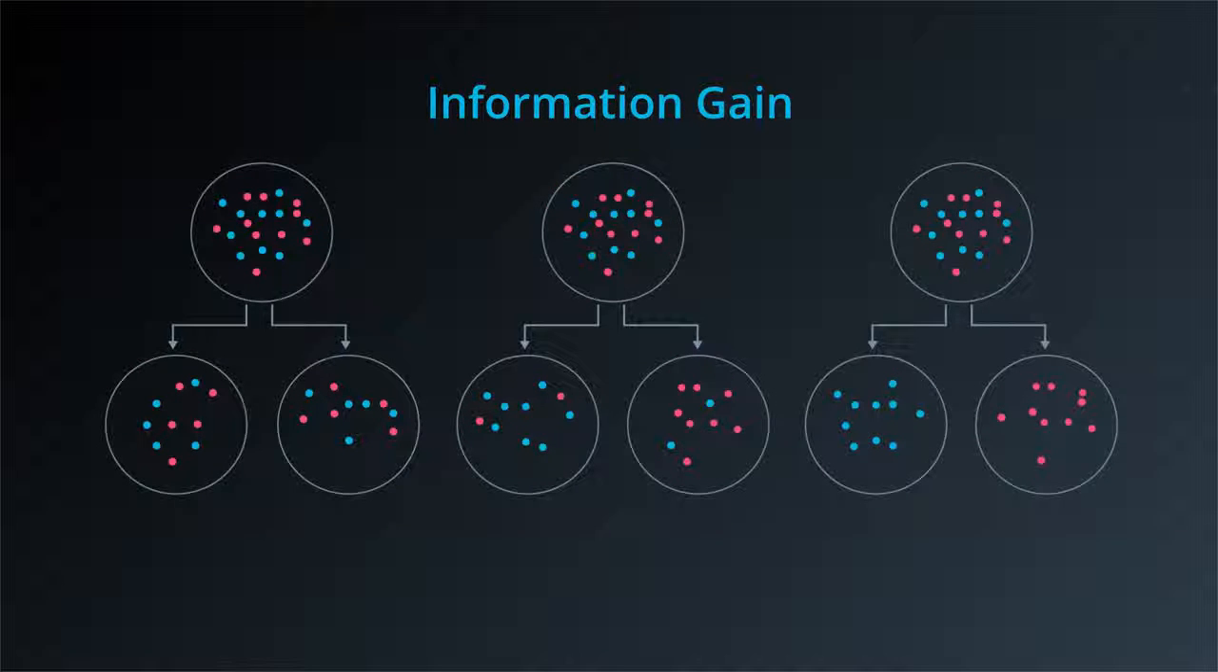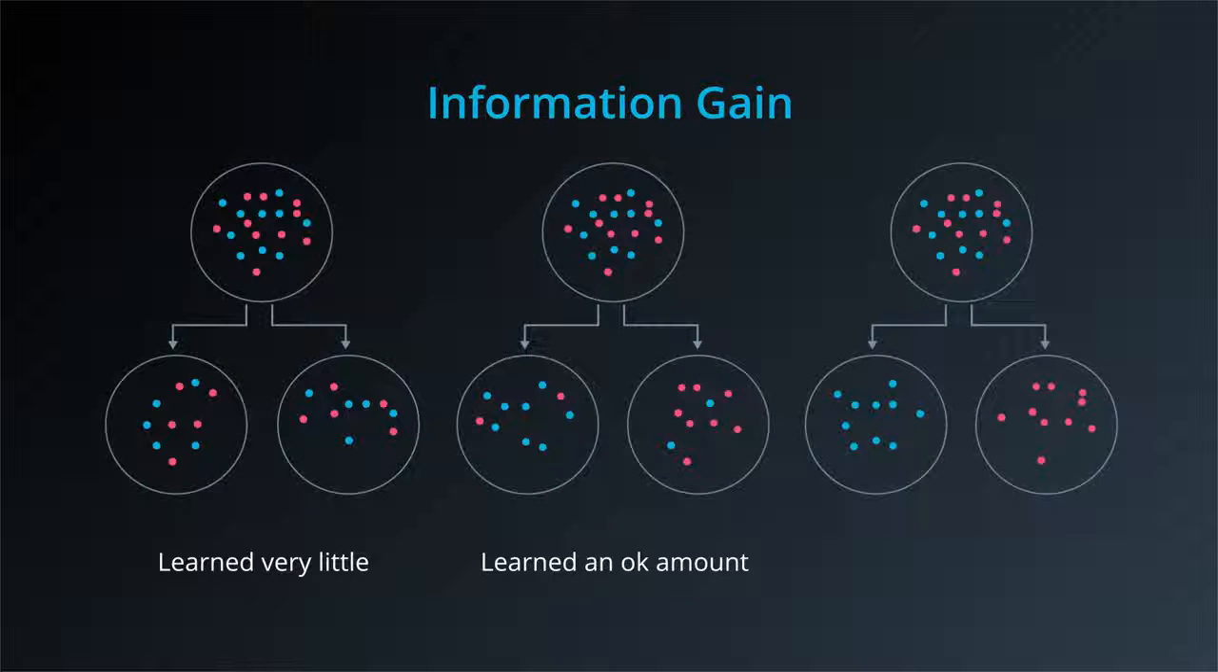Correct. The first way to split them does not help us at all. We ended up with very similar sets of red and blue points, and we learned nothing about the data. The second way did a decent job. We managed to get most of the blue ones on one side and most of the red ones on the other side. So now we know a bit more about it.